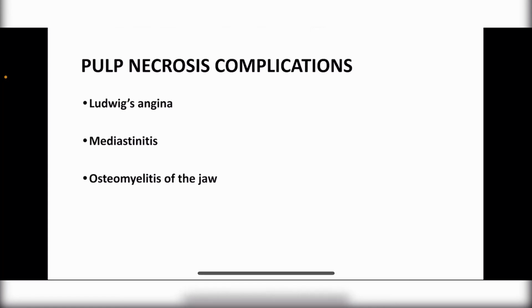So, pulp necrosis complications. We've got Ludwig's angina, mediastinitis, and osteomyelitis of the jaw. These complications occur when the infection in the pulp spreads, like I told you, with the absence of treatment. If it reaches the tip of the root, it can cause a pocket of pus, an abscess. This can be very painful. Other complications include, as we can see over here, Ludwig's angina, an infection in the soft tissues under your tongue and in your neck. It has to be treated surgically.